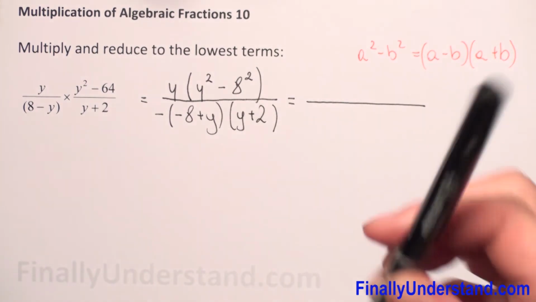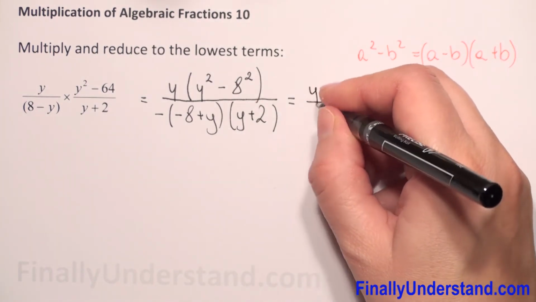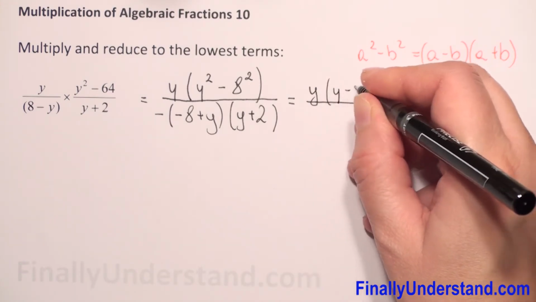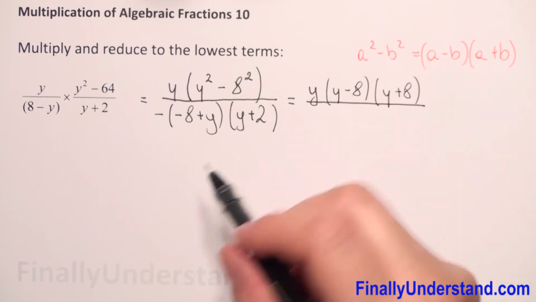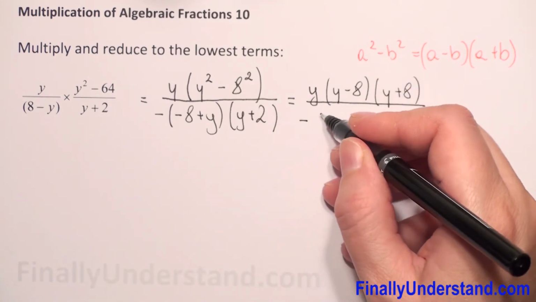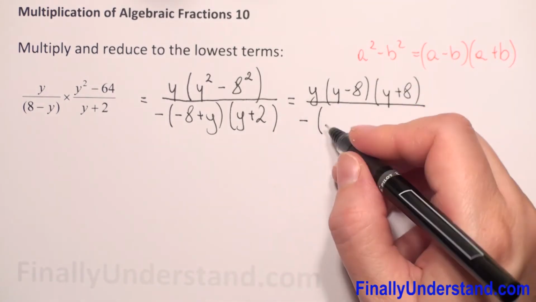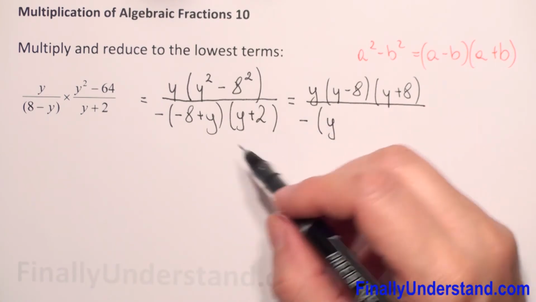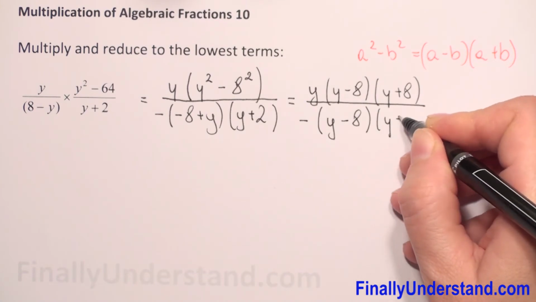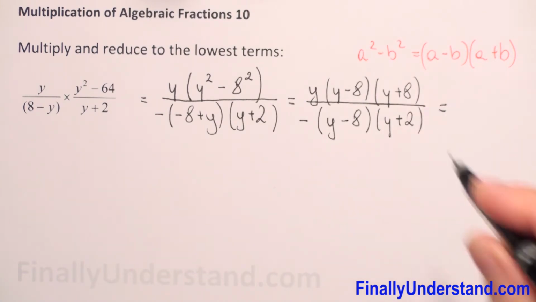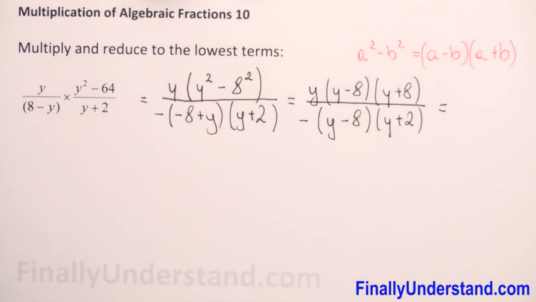So now we will have in the numerator y times y minus 8 times y plus 8 over, and we have this negative sign, and in parentheses first I will put positive y, and we have minus 8, and y plus 2. Now we see that we have multiplication in the numerator and denominator, so we can reduce, and we reduce numerator with the denominator always.